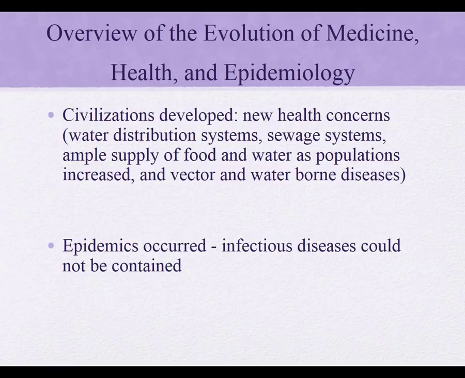So as civilizations developed and people began to live closer together in more densely populated areas, there were new health concerns. Okay, so water distribution systems, sewage systems, ample supply of food and water increased, and you had more waterborne diseases especially. This is when epidemics started to occur. Infectious diseases could not be contained. So as people started living in communities, in towns, that is when you started seeing a lot of these health issues that we kind of think of now really begin to occur.